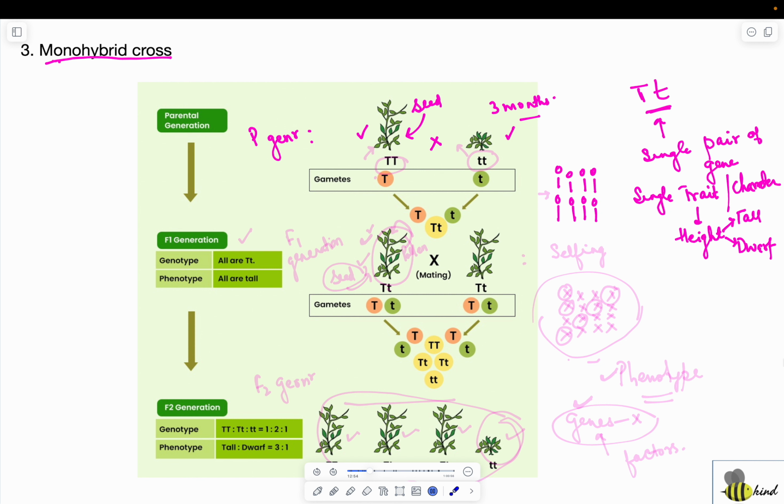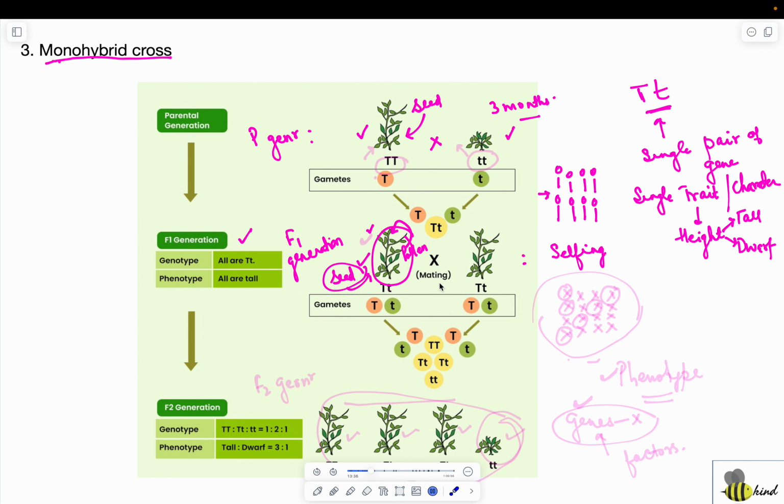and what he noticed was that all the plants in the next generation were tall. They were only this kind. So they all were tall in the F1 generation. Then what he did, he self-pollinated the F1 generation. He collected the pollen of this plant and dusted it on the stigma of the same plant. So what do you call it? He did selfing. And then there was a seed set on this plant.